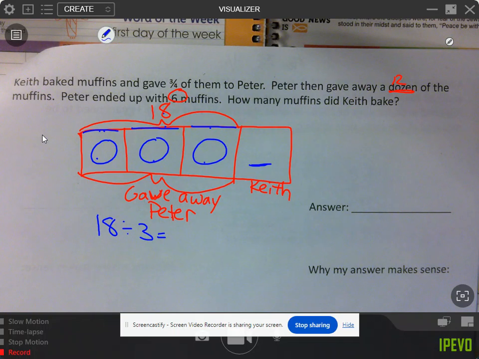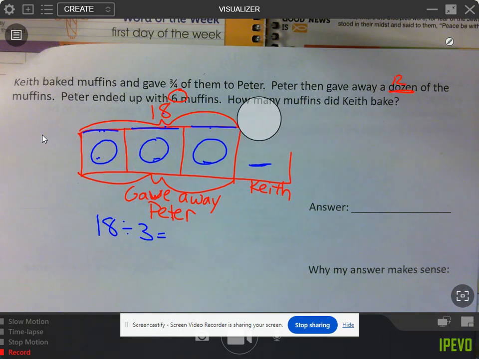These are all equal sections. So whatever is in this section is the same number that's in this section, is the same number in this section, is the same number in this section. What do we have to do to know how much Keith made all together? Yeah, we have to add them all up then. And that'll tell us our total amount.